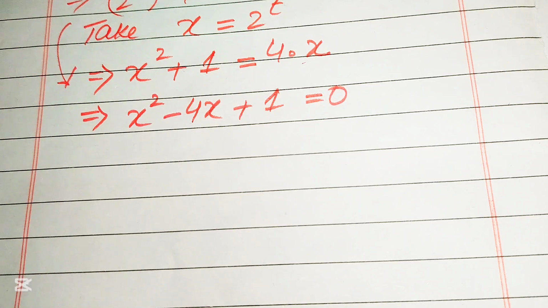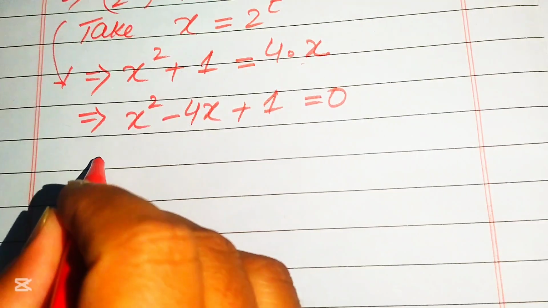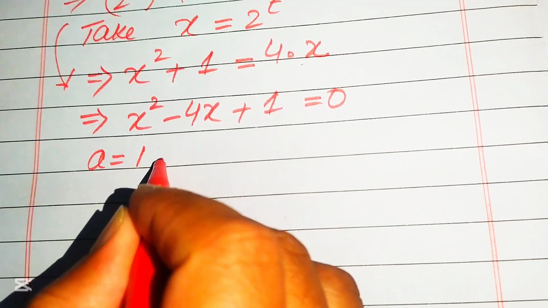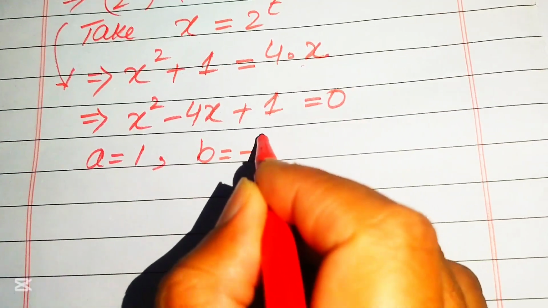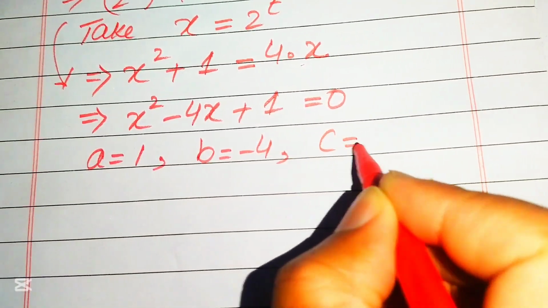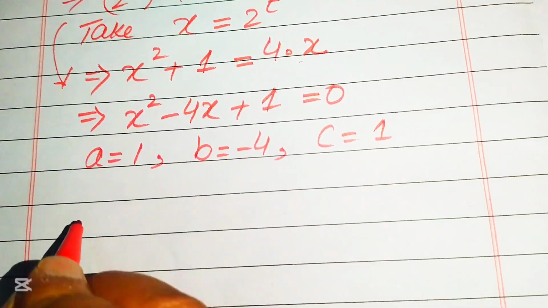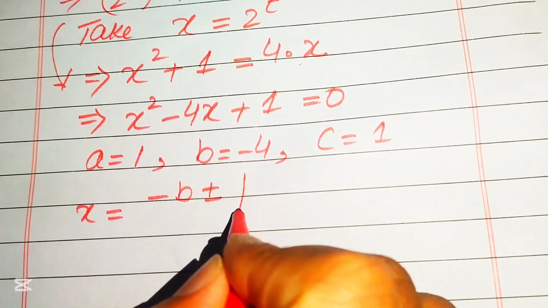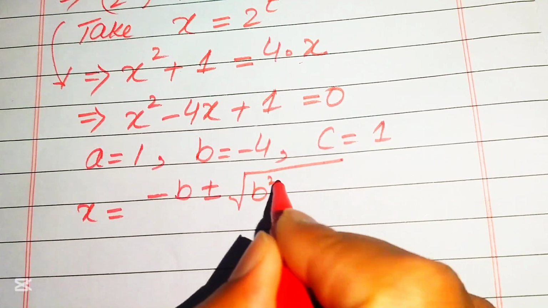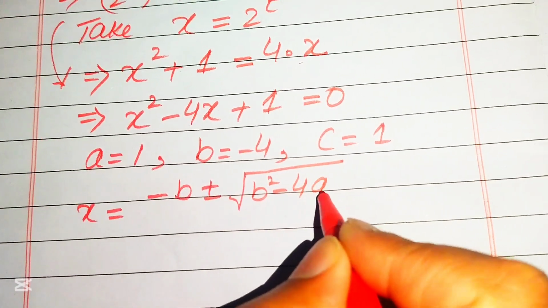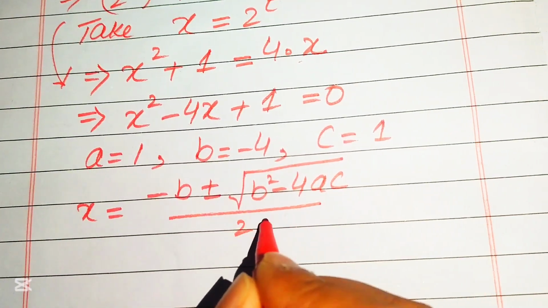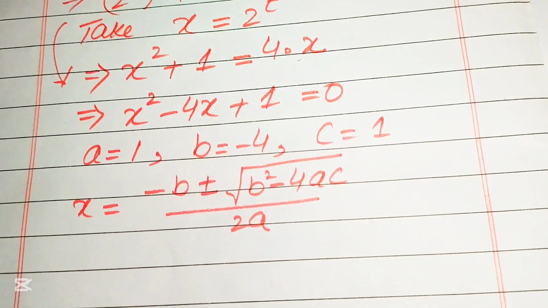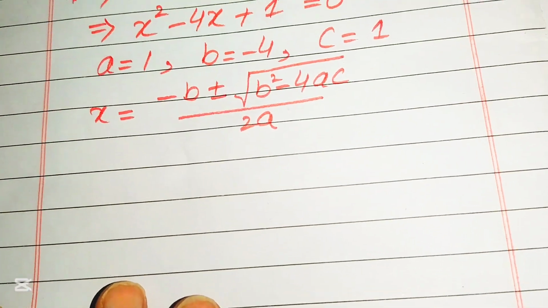so here we will use the nice quadratic formula in order to solve this quadratic equation. First we write the coefficients of this equation: a equals 1, b equals minus 4, and c equals 1. And we know about the quadratic formula. It is stated as minus b plus minus square root of b square minus 4ac, divided by 2a. This is our quadratic formula.